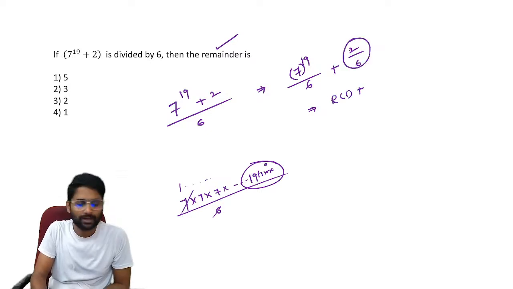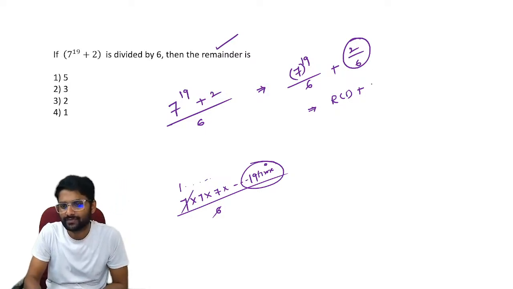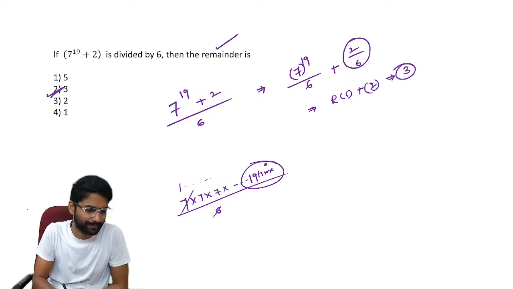And you already know that in any fraction, if the numerator is less than the denominator, the numerator is the positive remainder. So definitely the remainder is 2. So 2 plus 1 is equal to 3.